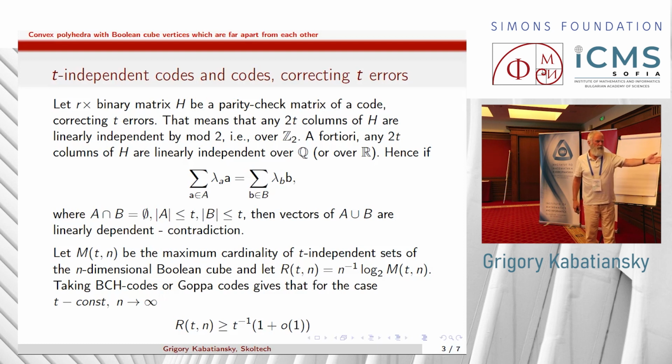Then, if we take a well-known family of BCH Goppa codes, we will have that the size M of such a code will be 2 to the power n divided by t. That is exponential, therefore we go to the rate notation as the logarithm of the size of the code divided by n. And then it says that the rate is at least 1 divided by t.